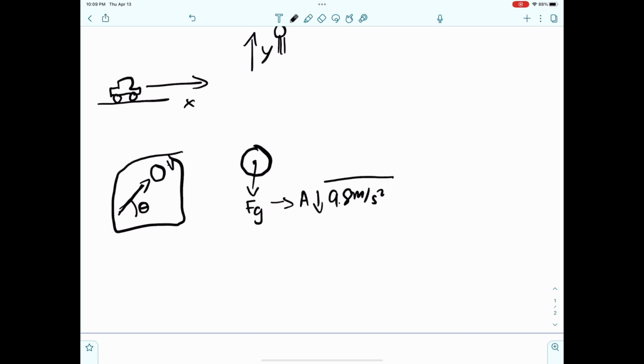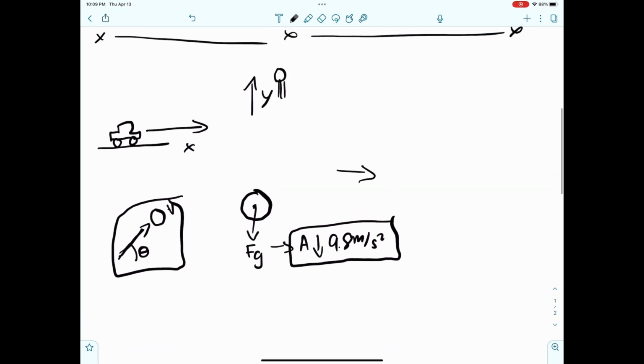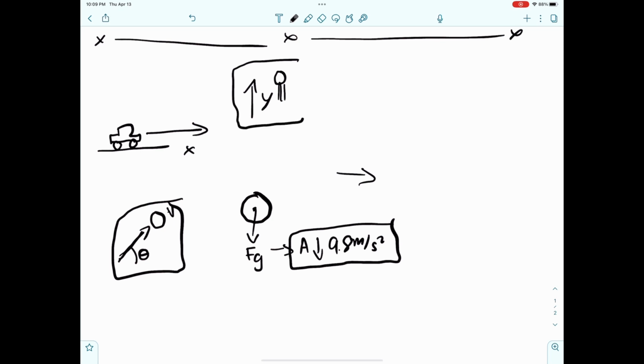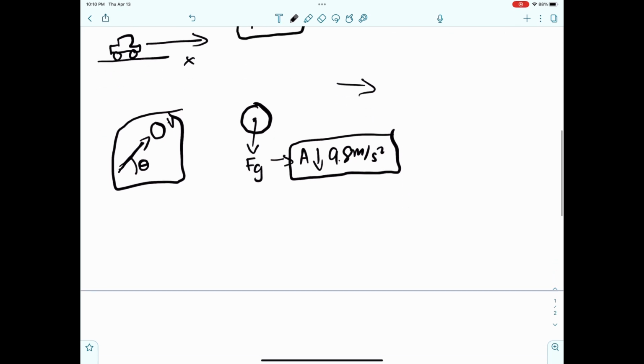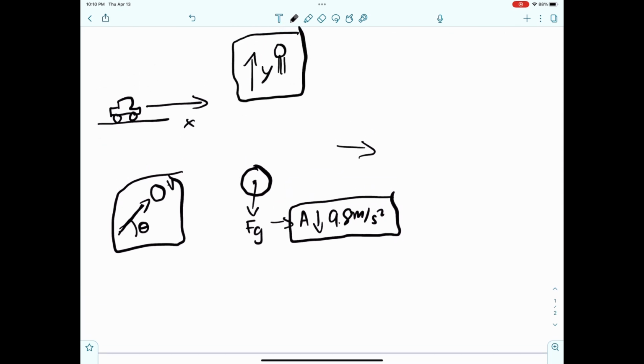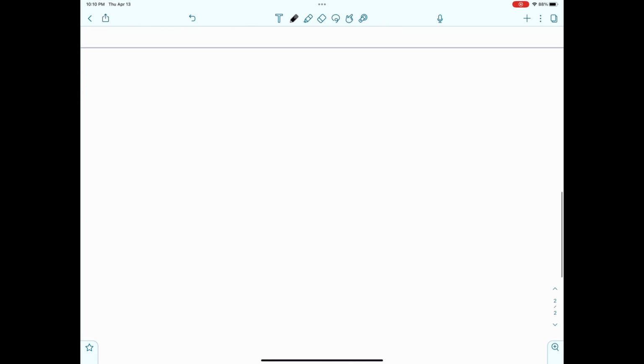A key thing to notice is that this acceleration is only downwards, so it's not going to affect the movement in the x direction. The only thing that's being changed is the y direction. So what we're going to do is split this problem up into the x and y directions.